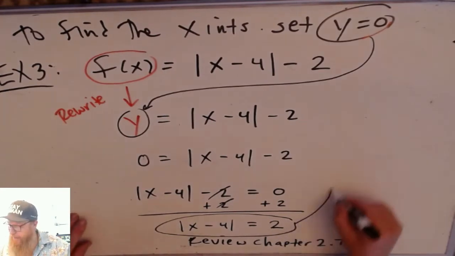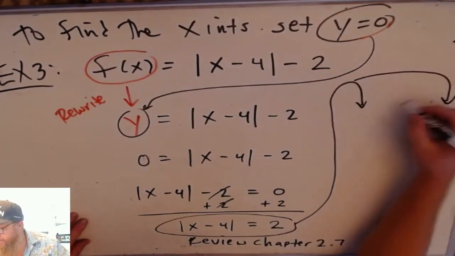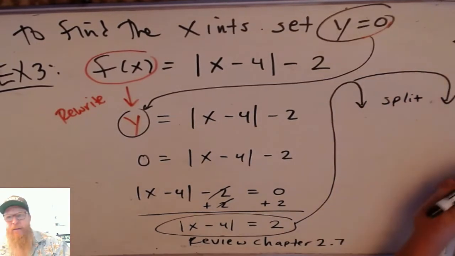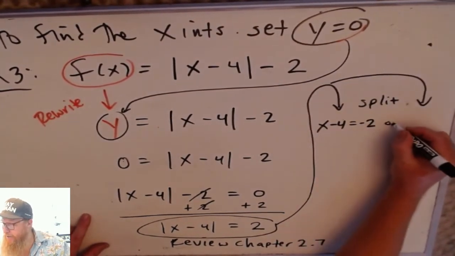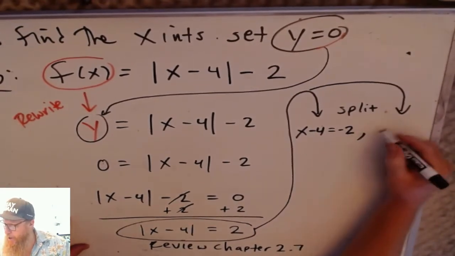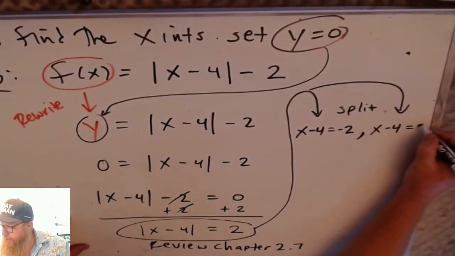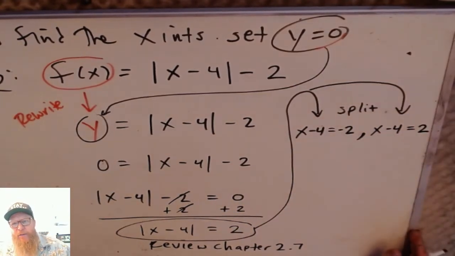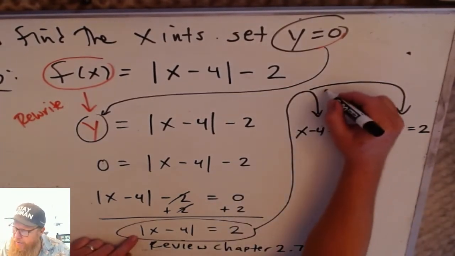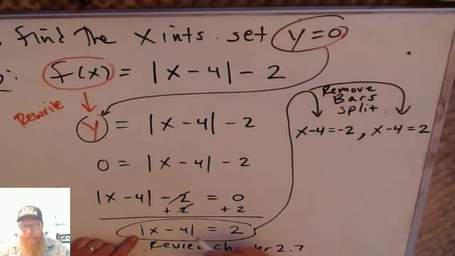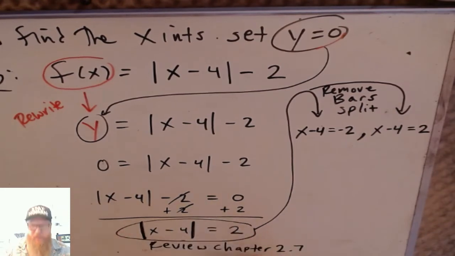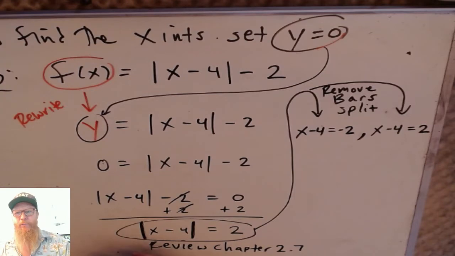You're going to split this up. All right. One of them is x minus 4 equals negative 2. I'm just going to put a comma. The other one is x minus 4 equals positive 2. Remove the bars. That's what we call these things. We call these the bars, or the absolute value bars. You can just call them bars for short.